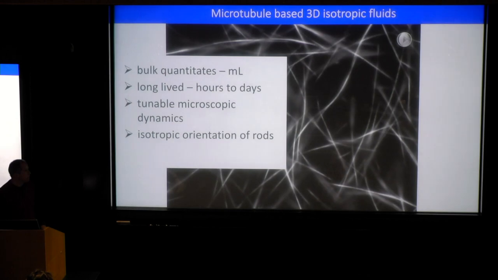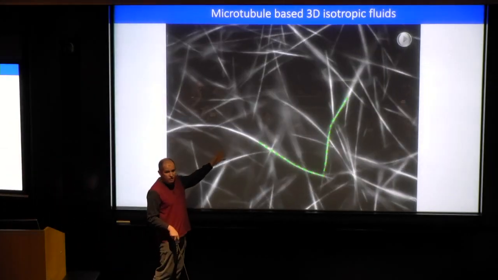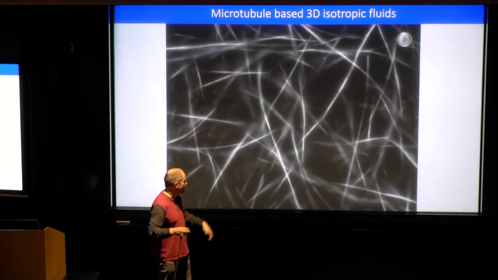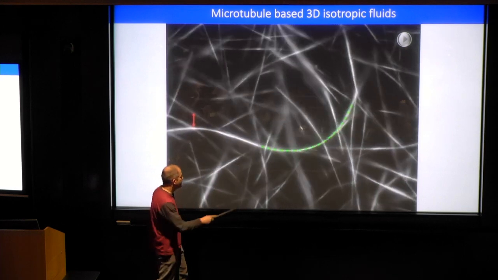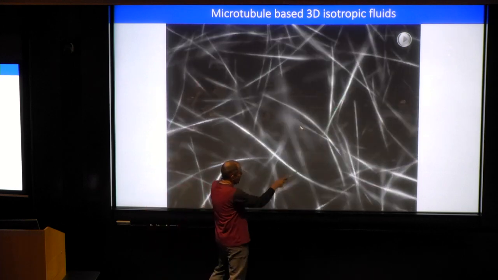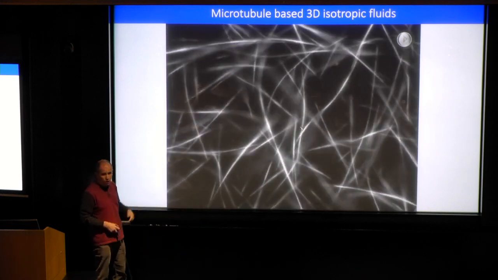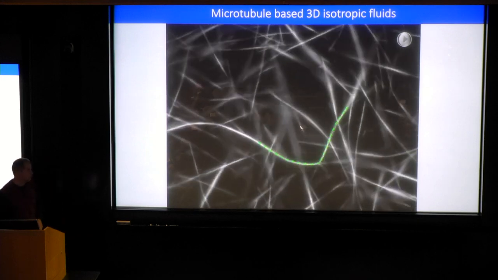All right, but if you look at this thing, what you will notice is that there's this three-dimensional bulk. I can make tens of milliliters of these things. This is by no means an orientationally ordered fluid. I have these fibers, but these fibers are essentially just randomly oriented. So it's isotropic in every sense of the word.